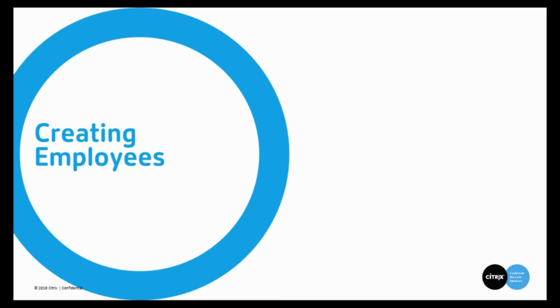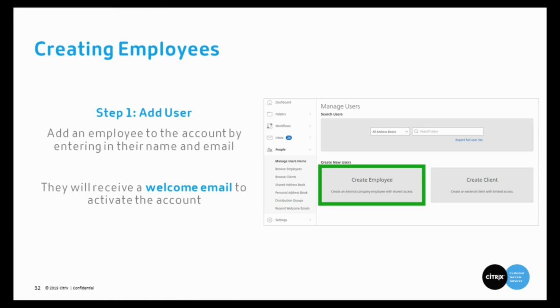So first things first will be creating employees. Now, in order to create employees, there are 3 basic steps that you need to follow. The first one will be to add the user information, and then basically make sure that this person's email address is correctly spelled, because they will be receiving a welcome email to activate their own account.